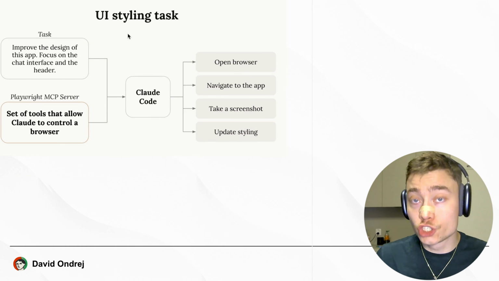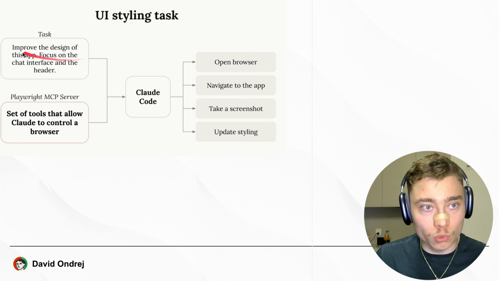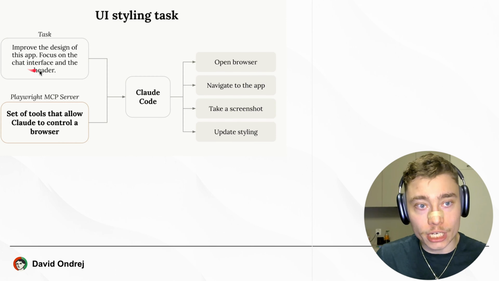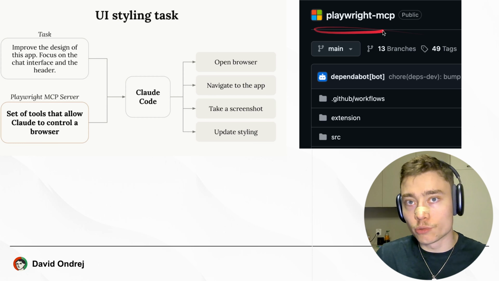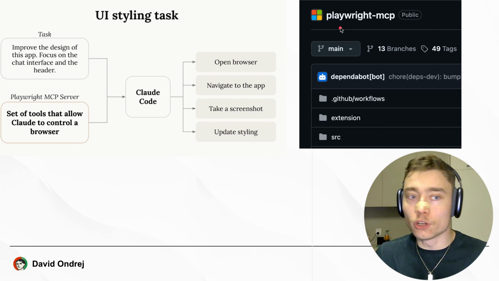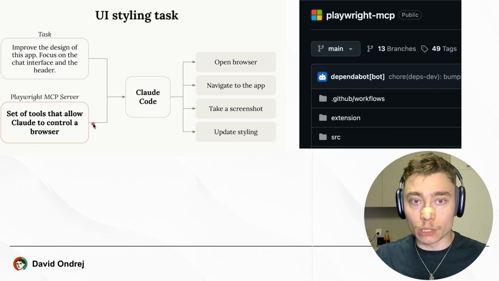The third example of just how powerful Claude Code is is this UI styling task. So here's what the original prompt was. Improve the design of this app, focus on the chat interface and the header. And then it was given this Playwright MCP server. So if you're not sure what Playwright is, it's an end-to-end testing framework developed by Microsoft, and it was given an MCP tool that allows Claude to control the browser, take screenshots and do different actions like a front-end developer could.